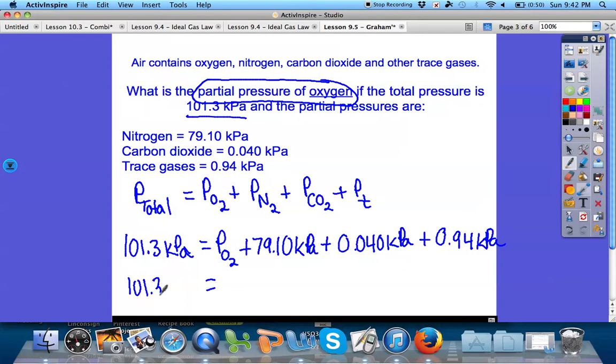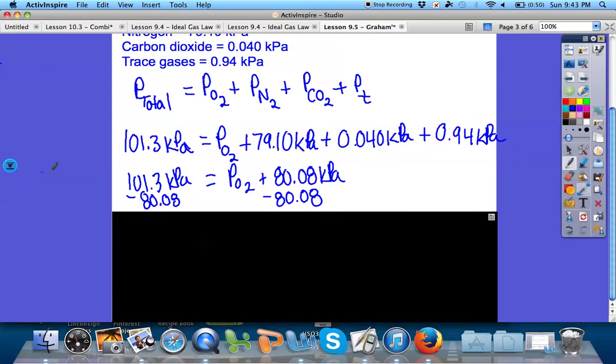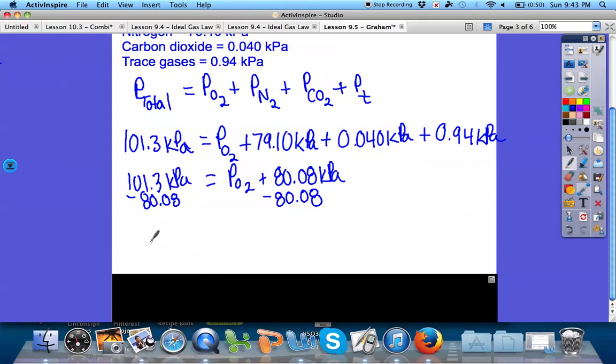So we're going to add all the partial pressures that we know together, which is going to give us 80.08 kilopascals. And we're going to subtract that from both sides to get the partial pressure of oxygen by itself. So the partial pressure of oxygen is equal to 21.22 kilopascals.